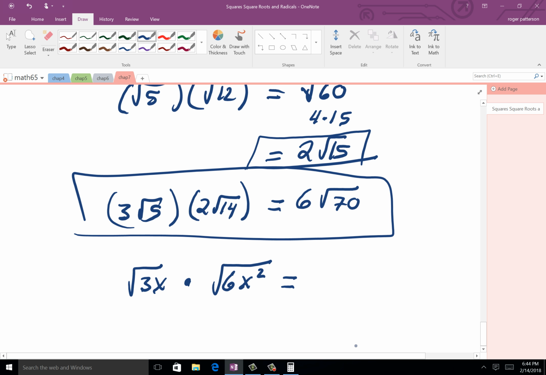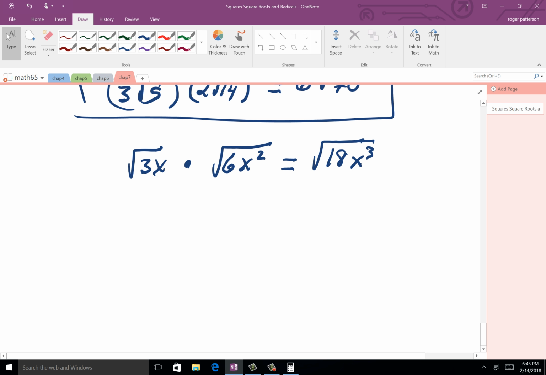So this is going to be a little trickier. We're still going to multiply the numbers. That's going to be square root of 18. X to what power would we have? 3. So let's talk about this. We're still going to handle this the same way. We want to find out what goes into 18. X squared cubed, that's a little different. So let's treat that separately for right now and think of that like this.